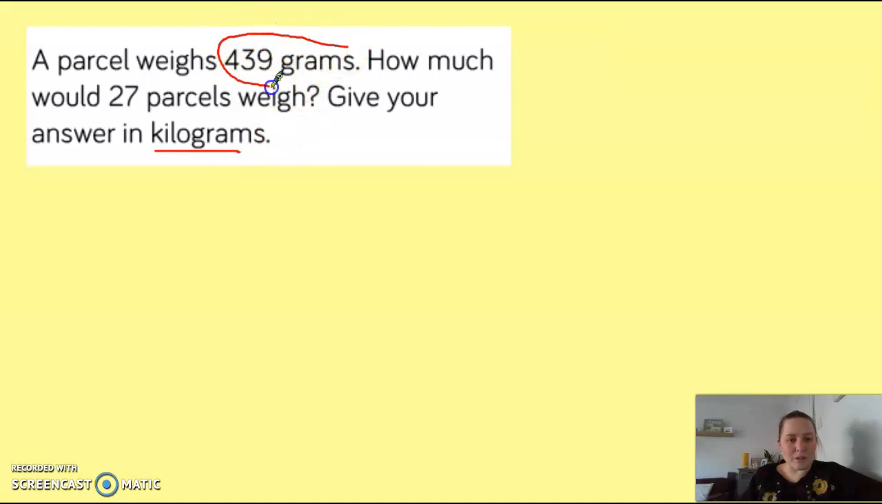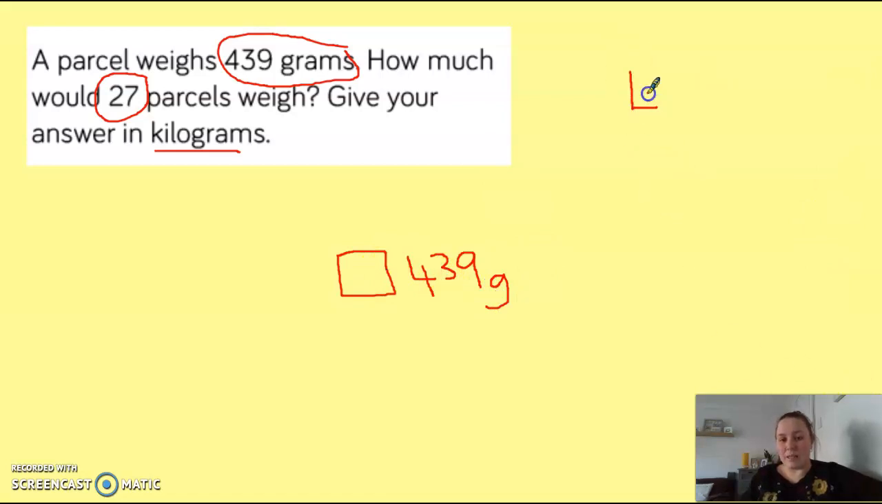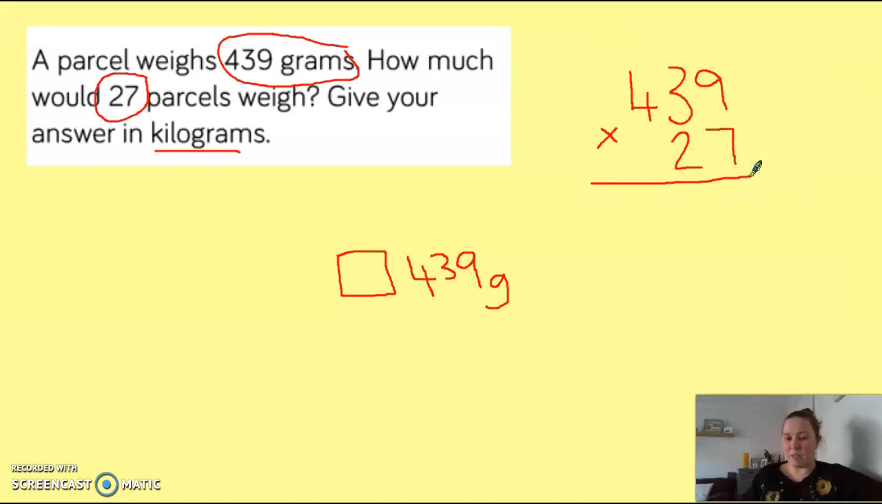One parcel weighs 439 grams and I've got 27. I haven't got any clues like the word altogether this time, but what I do know is if I imagine this is my parcel, that's 439, and then I'm going to have 27 of them. So what I'm doing is timesing. So 439 times 27. If you can solve that on your own, go ahead. If you need me to talk you through it, then just hang about.